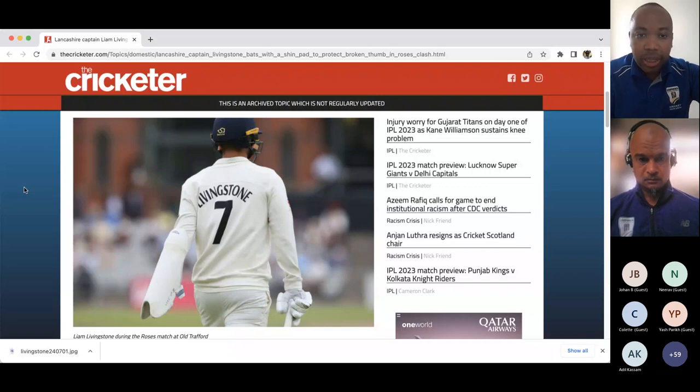In this situation, what the umpires should have done is not allowed Liam Livingston to cover the glove with the arm guard. They should have told him either to remove the arm guard or to wear it as it's normally worn on the forearm and not over the hand. So I hope that answers your question, Nazim.